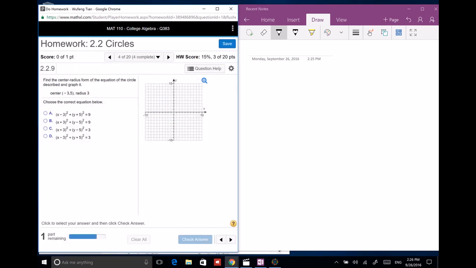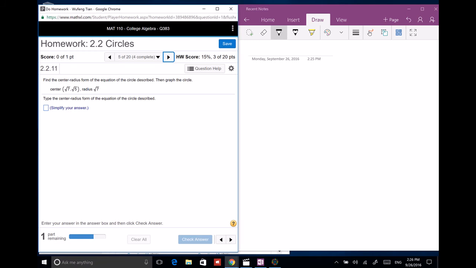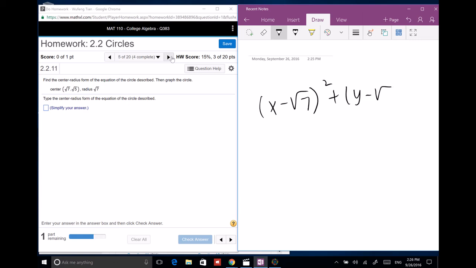Okay, let's just skip this one. It should be the same. Number 5, the center is square root of 7, square root of 5, so x minus square root of 7 squared plus y minus square root of 5 squared equals square root of 7 squared, which is 7. Okay.